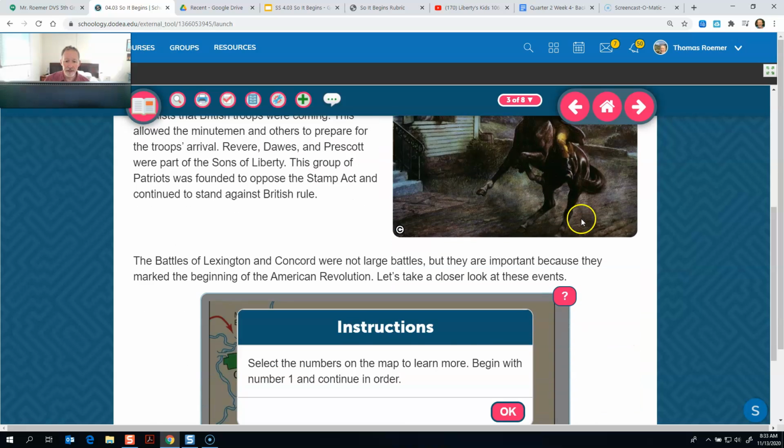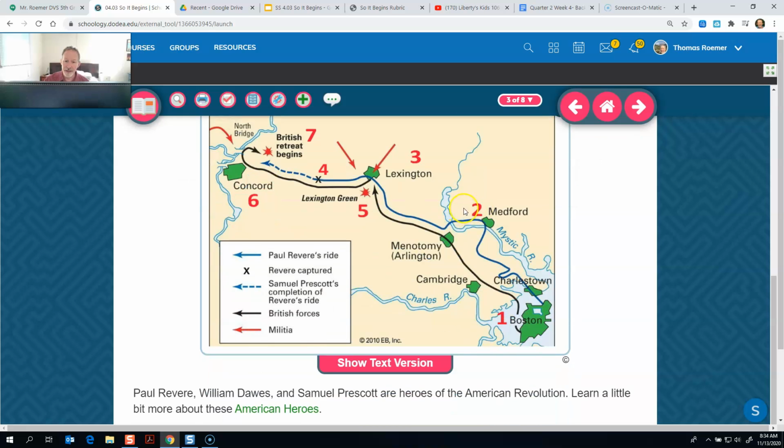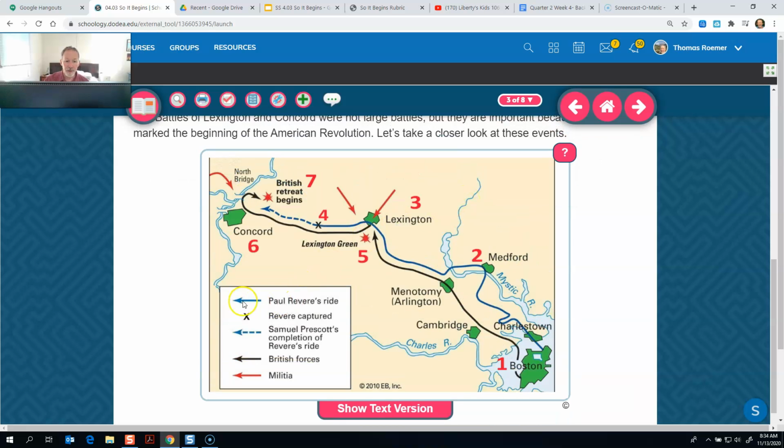So you can take a look right here at kind of a neat map. You can see Paul Revere's Ride is in blue. So he started here and he rode along and he warned everybody. And the British got all these different things. Revere gets captured, and there's Samuel Prescott's completion of Paul Revere's Ride. So it looks like he got captured there, but then this other gentleman, Samuel Prescott, rode on and continued the warning.